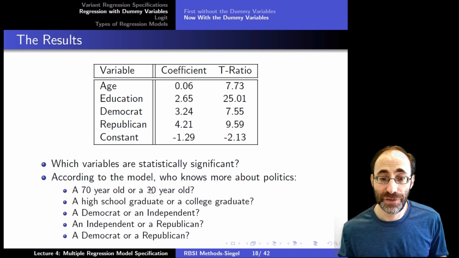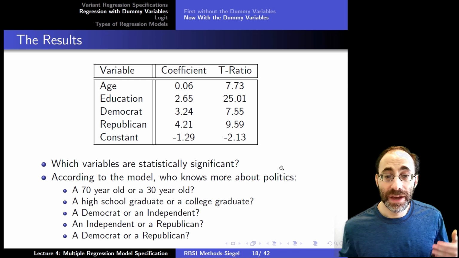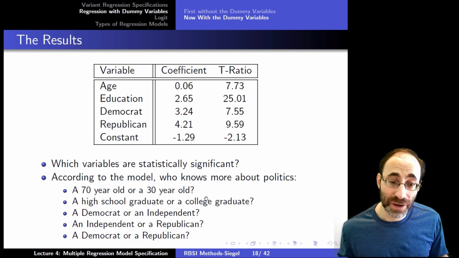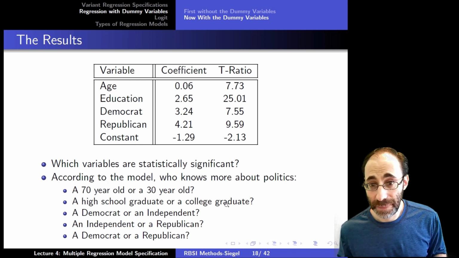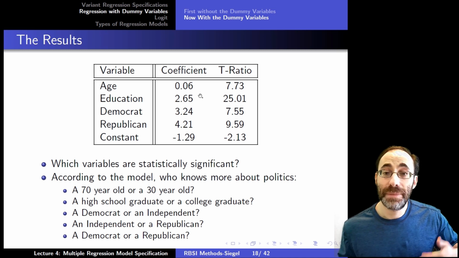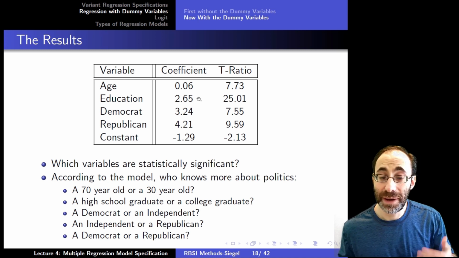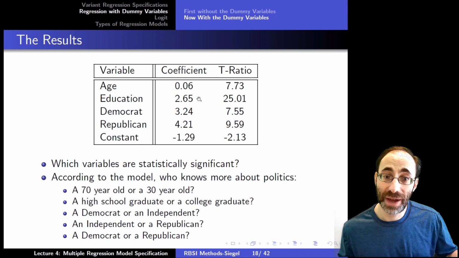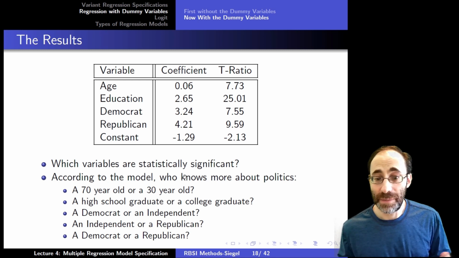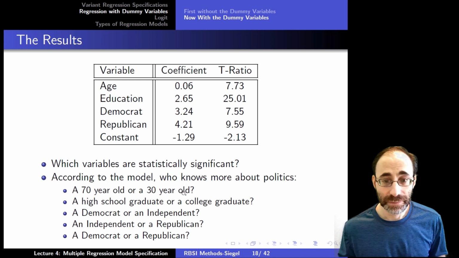A 40-year difference is 40 times this coefficient, right? Which is about 2.4 on a 26-point scale. Anyway, second question, who knows more, a high school graduate or a college graduate? Again, education has a positive coefficient, so the more education you have, the more you know about politics, holding constant this other stuff. So a college graduate will know more about politics than a high school graduate.